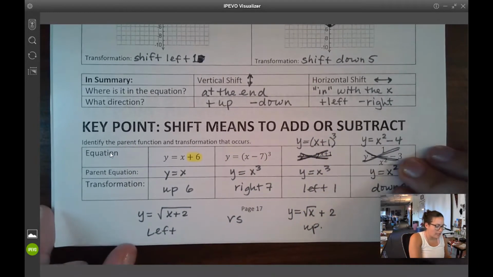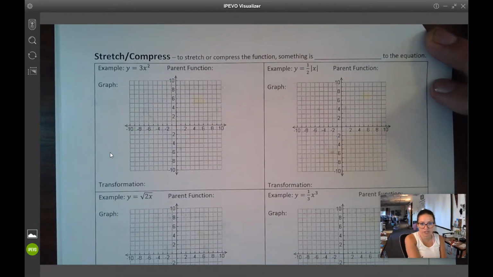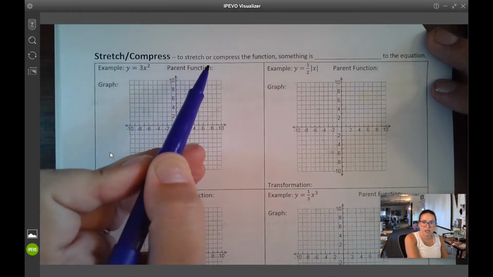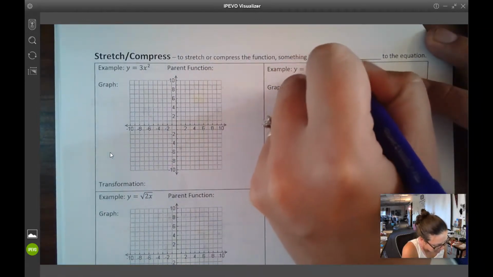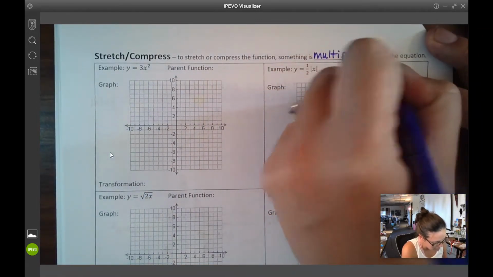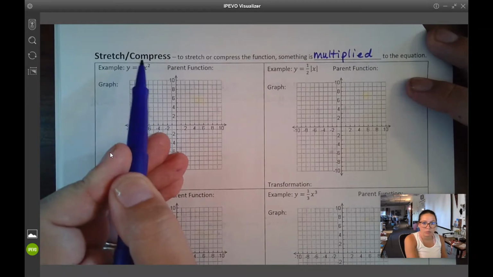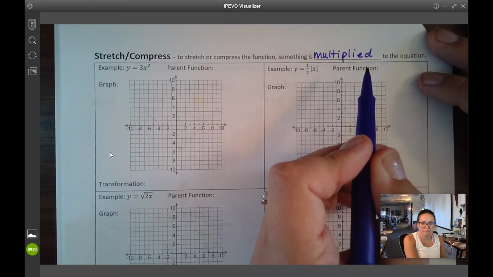Well, what we're going to look at today is on the next page, so please flip to page 18, a new kind of transformation, which is stretching or compressing. To stretch or compress the function, something is multiplied to the equation. So just to recap, shifting meant that we added or subtracted something, but a stretch or a compression means that we are multiplying something. Okay?